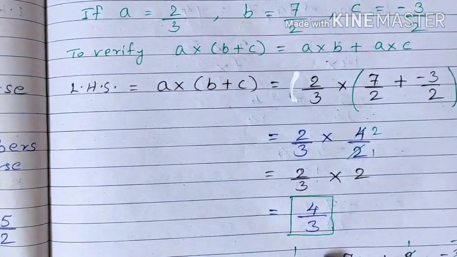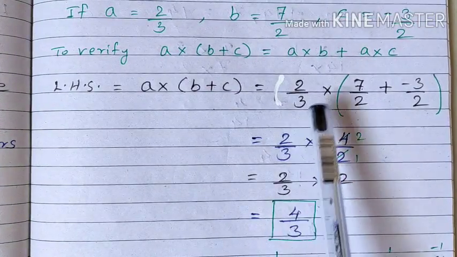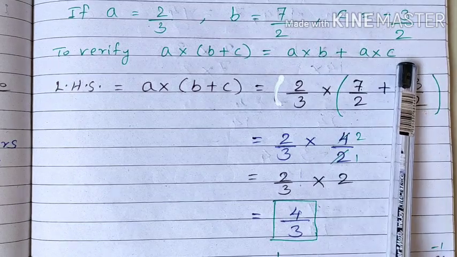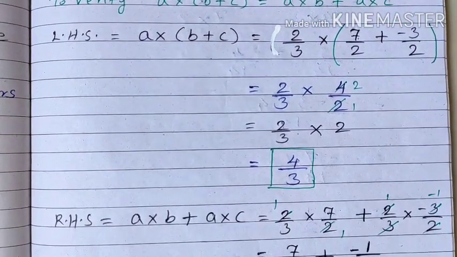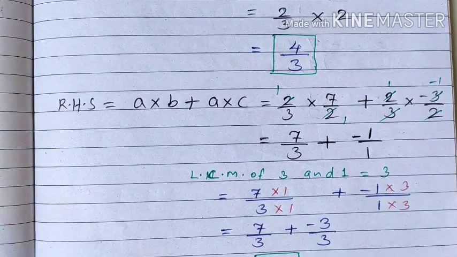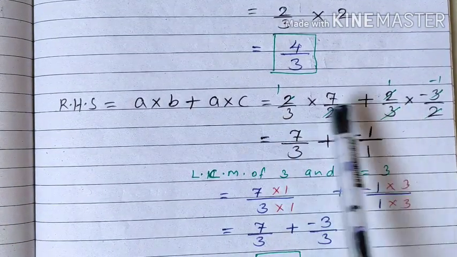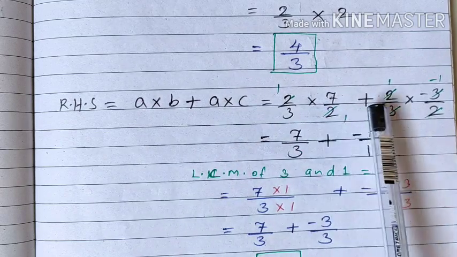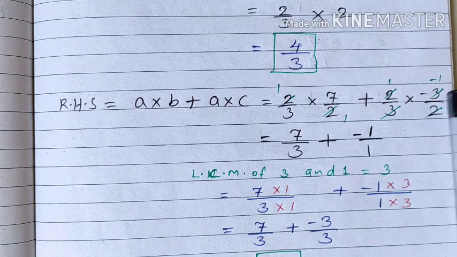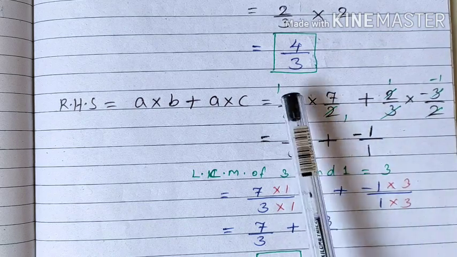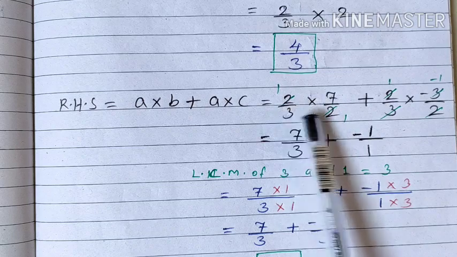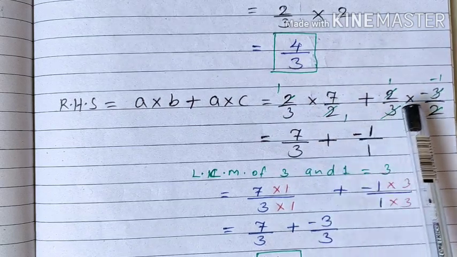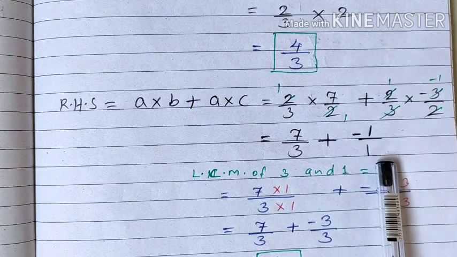Got it? Similarly, let us find out what should be the value for RHS. Now we are going to take this RHS, a into b plus a into c. So let us start with the RHS. Again we have taken the values of a, b and c from the above values, the same values. a is 2 by 3, b is 7 by 2, plus a is 2 by 3 into c, minus 3 by 2. If cancellation is possible, we can cancel that. 3 gets cancelled. 1 into 7 is 7 by 3, plus minus 1 into 1 is minus 1 by 1.